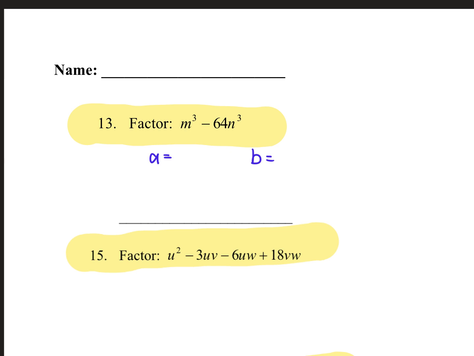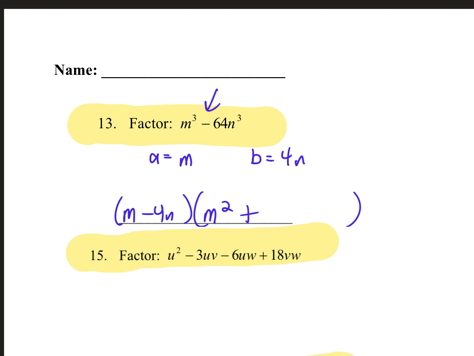What times what gives you m cubed? m. What times what gives you 64? 4. Good. Don't worry about the negative because if you use the pattern correctly, the signs will work themselves out. So my first parenthesis is m minus 4n. Whatever sign you start off with, that's your first sign. Then on the inside, m squared plus, good, it's the opposite of the first one.